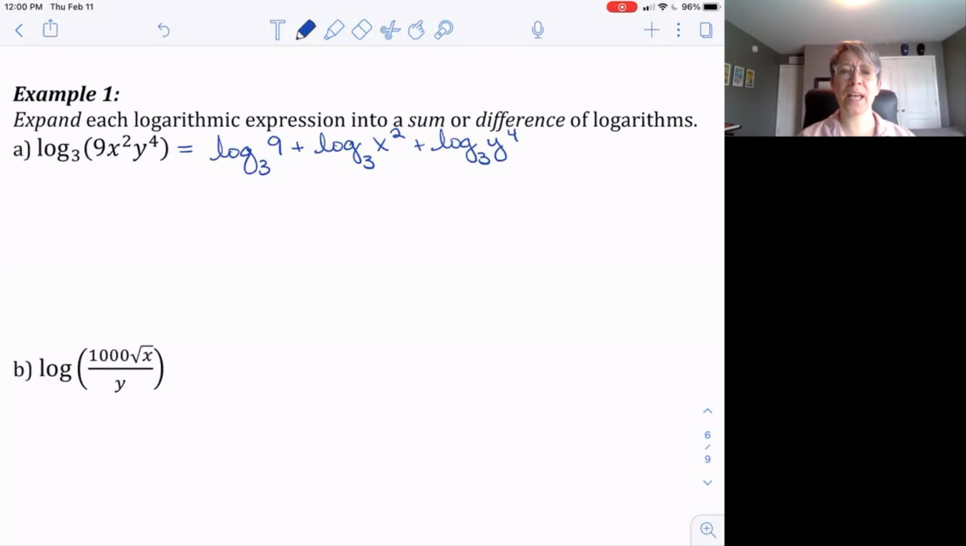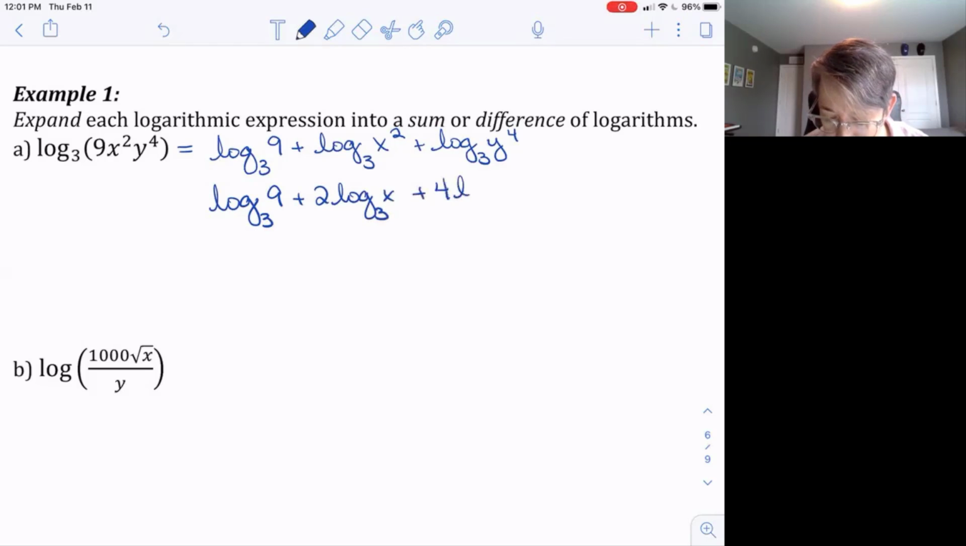And we really don't want those exponents there either. So we're going to use that granddaddy that I told you about, and we're going to take all those exponents and move them to the front of their individual logarithm. So log base 3 of 9 plus 2 log base 3 of x plus 4 log base 3 of y.